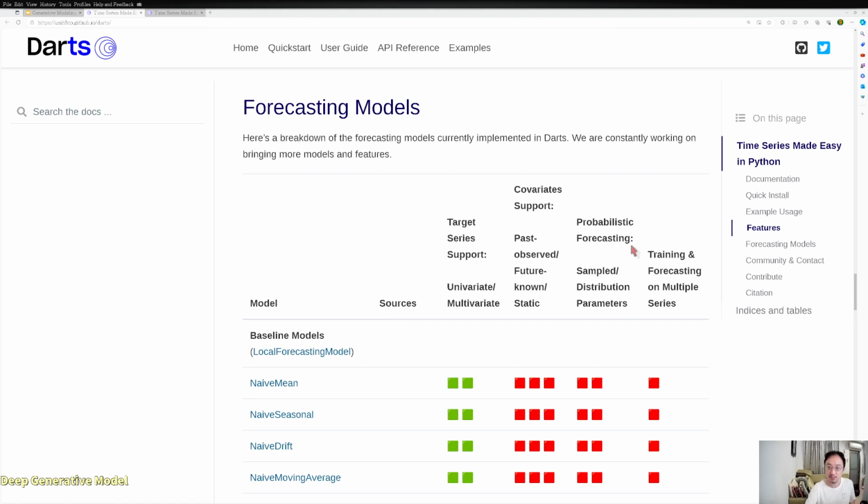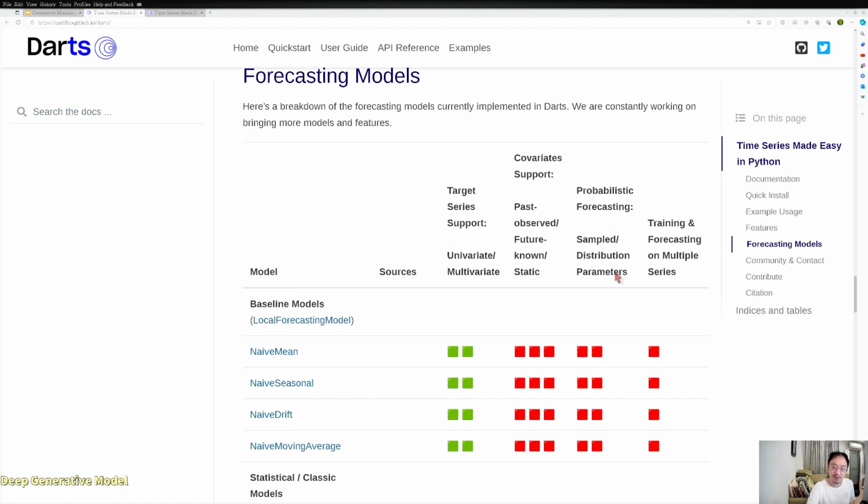Okay, so there are models with probabilistic forecasting or without. There are also two major differences between this kind of prediction. One way to do that is to output a distribution. You actually output the distribution parameters, so you can directly access them. For a normal distribution, you have the mean and the standard deviation, so you can easily get everything.